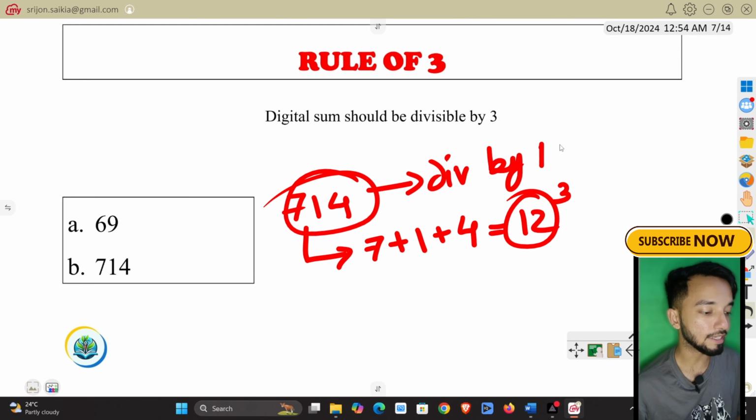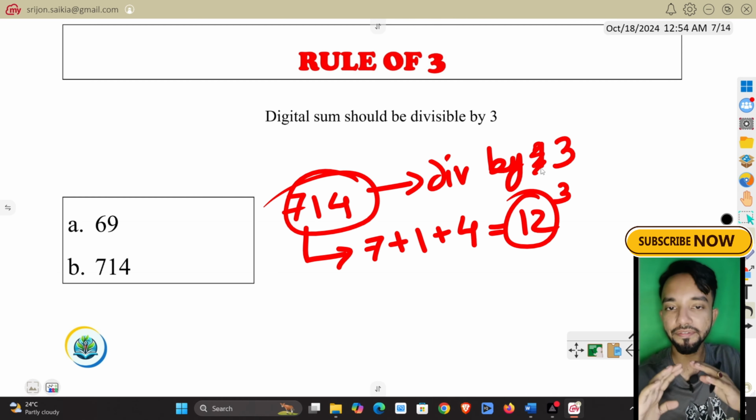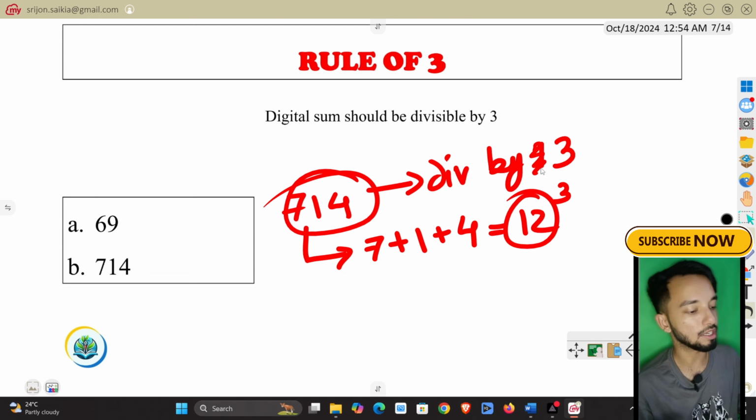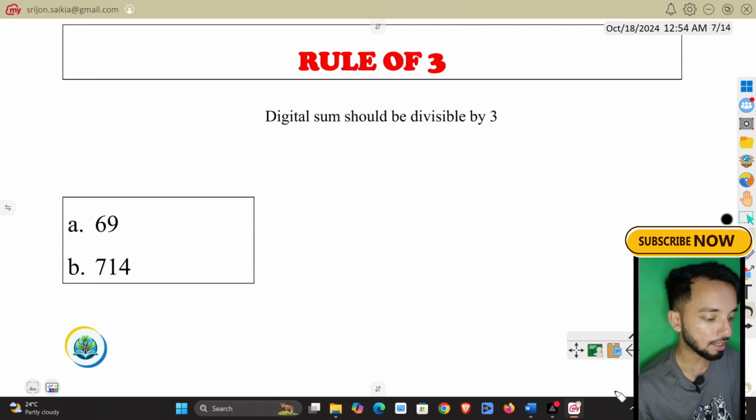Is this clear? Very simple rule. No complication at all. You just need to sum the digits of the number. No matter how big the number is, we are not concerned. We are concerned only about the sum of the digits. After finding the sum of the digits, if it's divisible by 3, that means the entire number is divisible by 3. Okay, if it's clear, let's move to the next one.